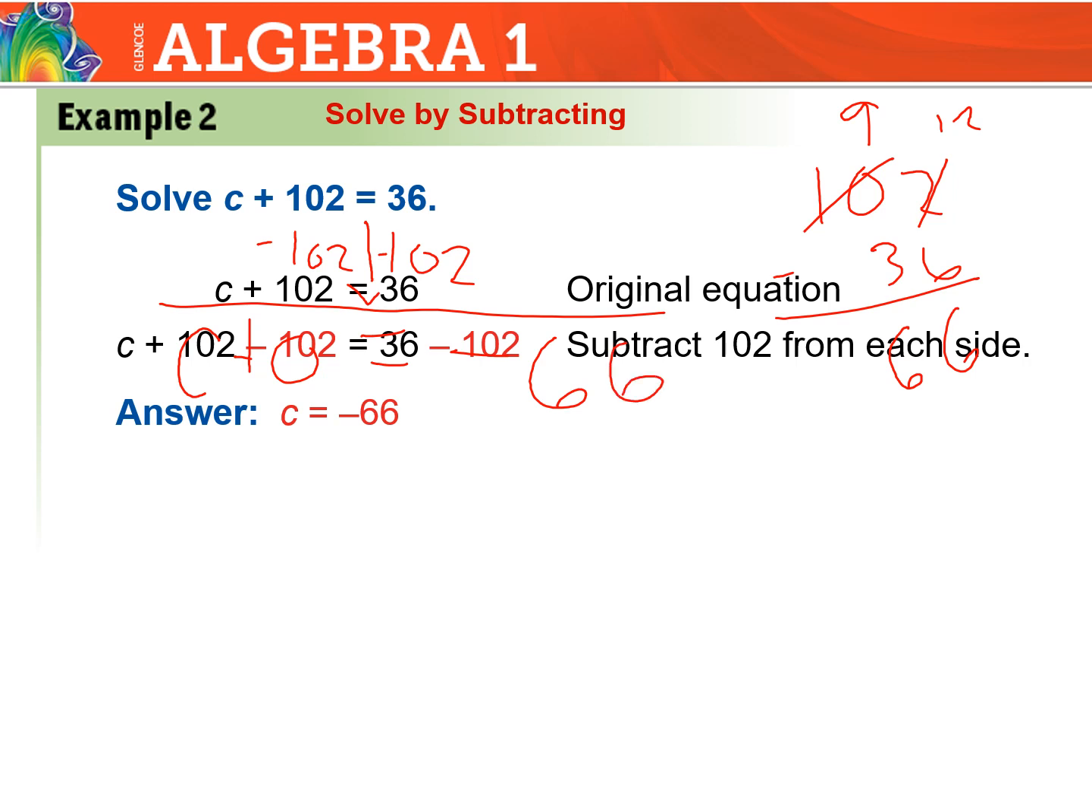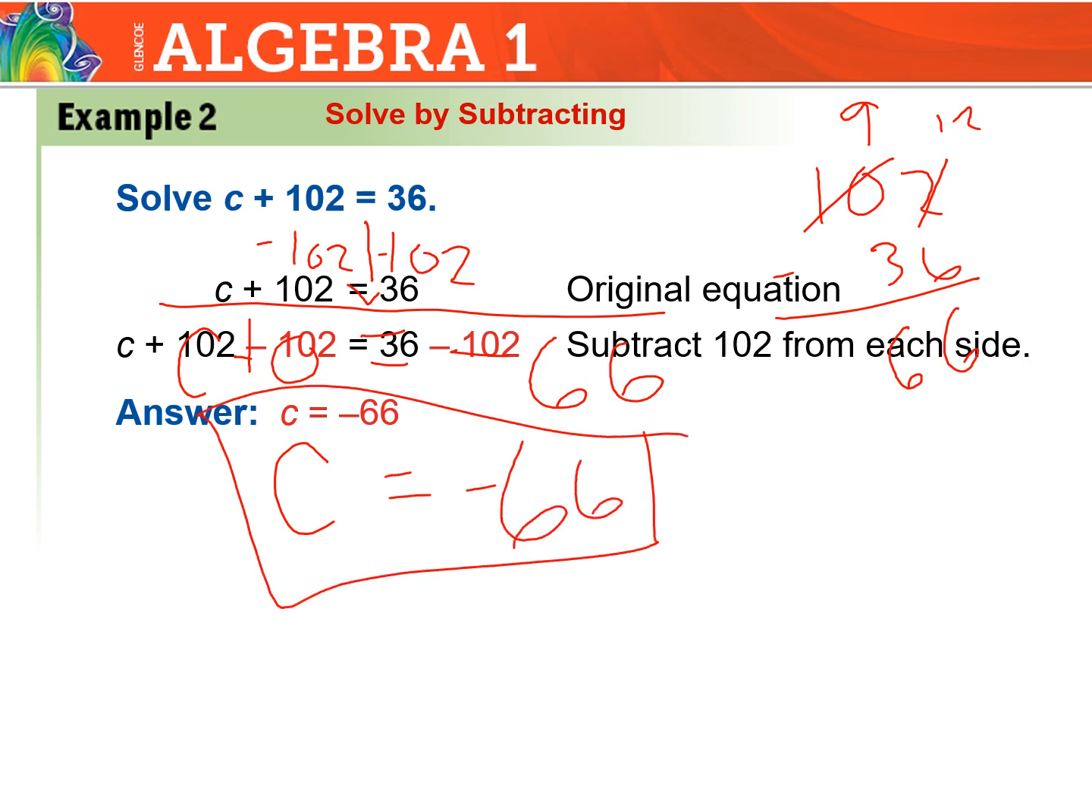So what is c plus 0? It's just c, and that equals negative 66. And that's how we ended up solving this one.